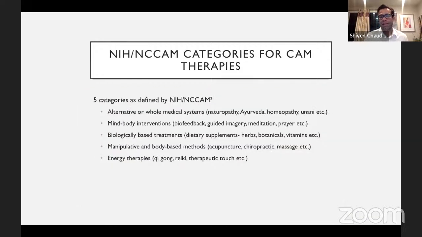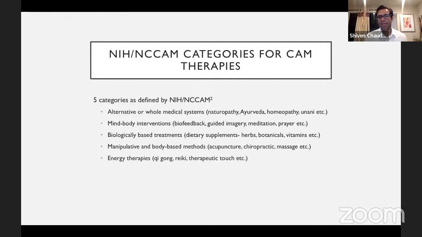This is how the NIH defines complementary and alternative medicine, also called CAM therapies. They define it in 5 different categories. So the first one is alternative whole medical systems. Now, understand that these are healing methods that have been used for ages. If we compare how old Western medicine is to some of these healing approaches, we are really, really new.